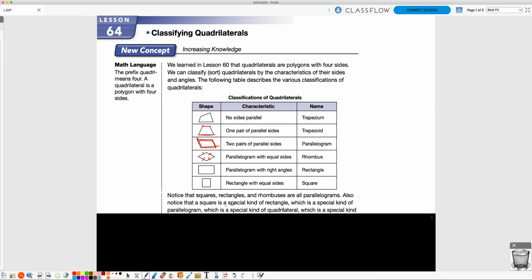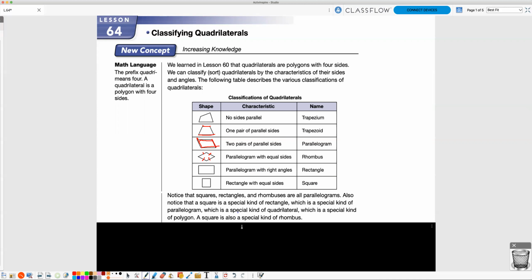Also notice that a square is a special kind of rectangle, which is a special kind of parallelogram, which is a special kind of quadrilateral, which is a special kind of polygon. A square is also considered a special kind of rhombus, because a rhombus is a parallelogram with equal sides. A square has equal sides, so it's a special kind of rhombus as well. The prefix for quadrilateral is quadra, which means four. A quadrilateral is a polygon with four sides.